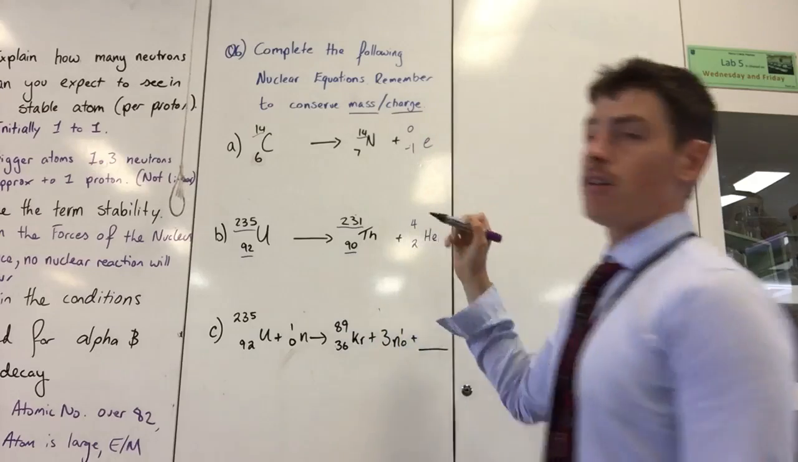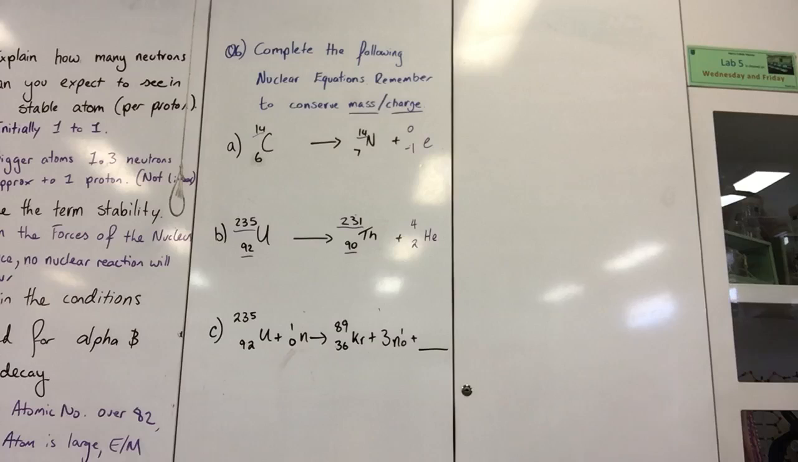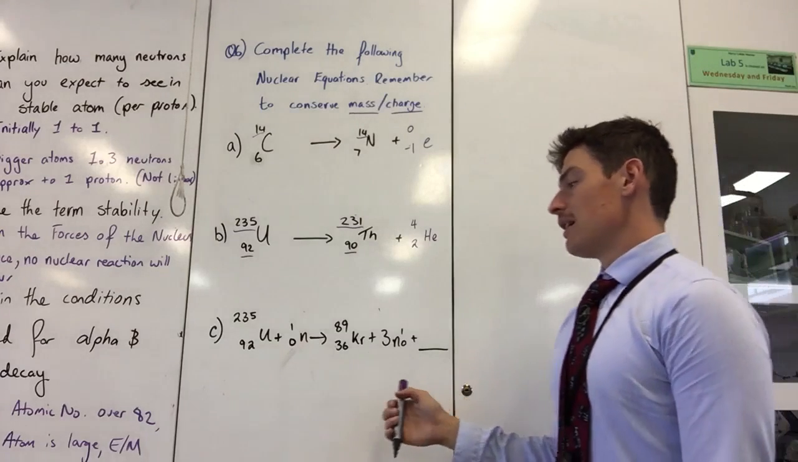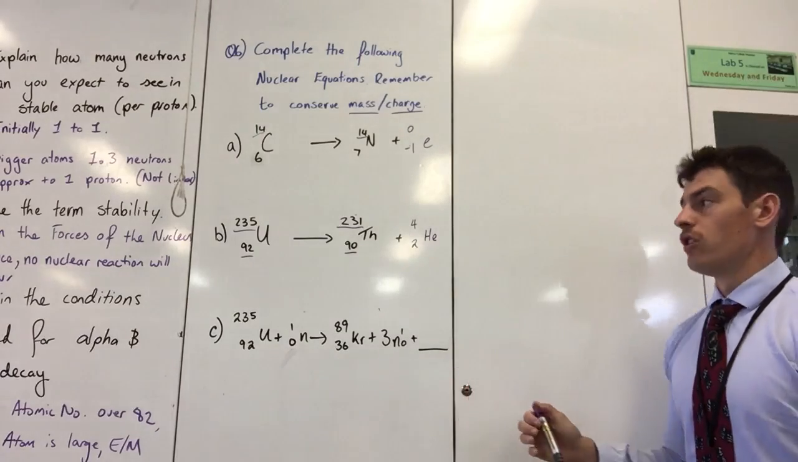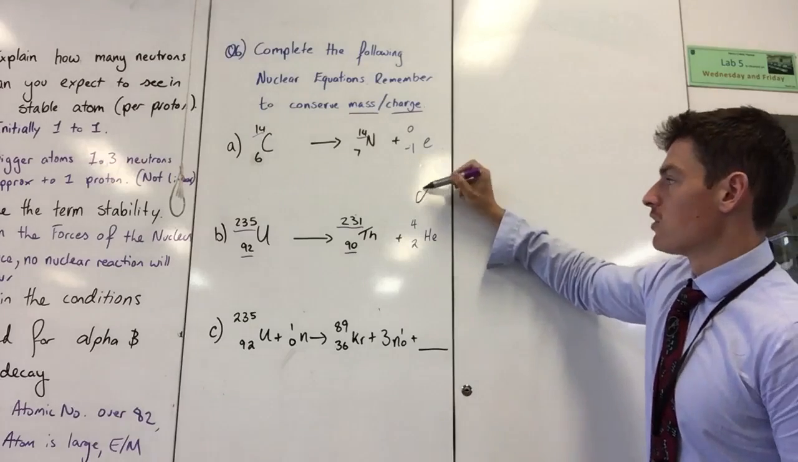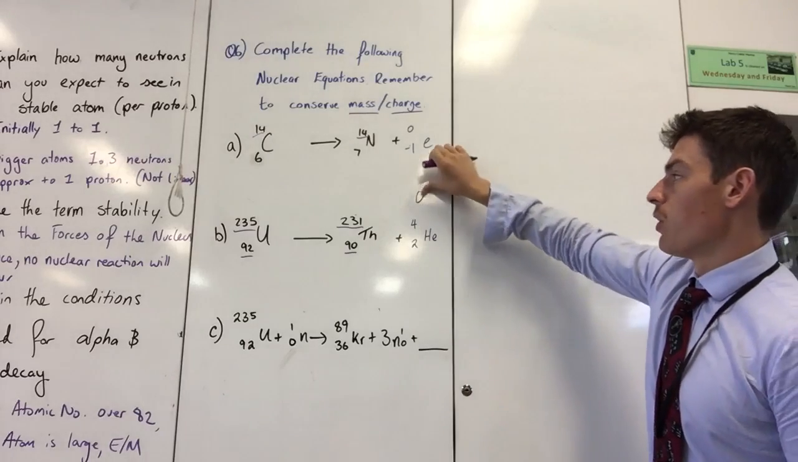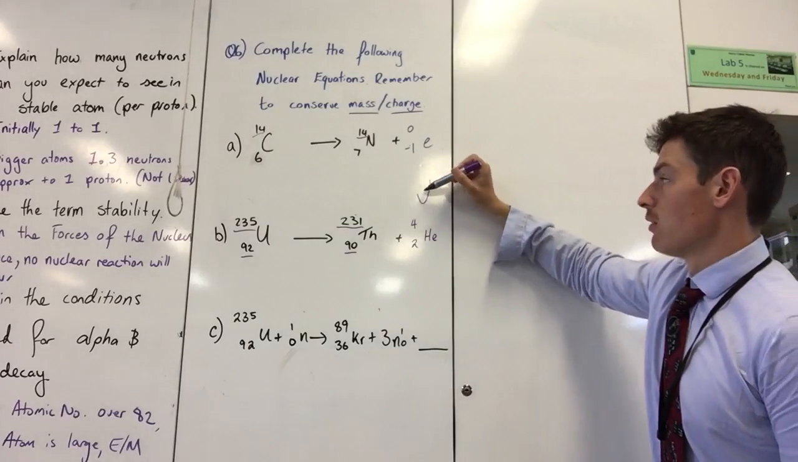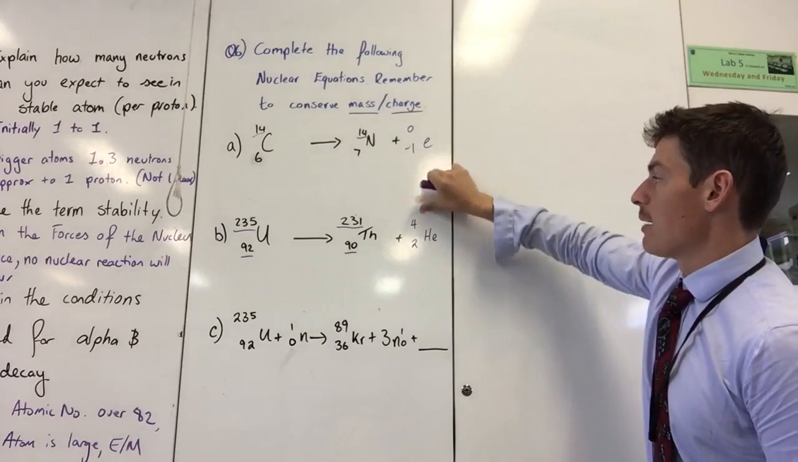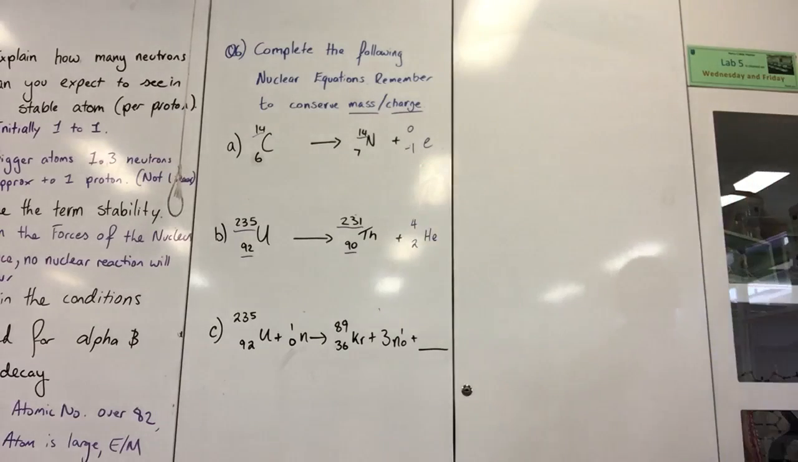Alpha. We write it as a helium particle. That's exactly right. Alpha decays are always a helium particle, because it's always 2 protons. We don't draw it as the alpha sign. The only other one you might see is gamma. And gamma decay is going to be expressed in question C.